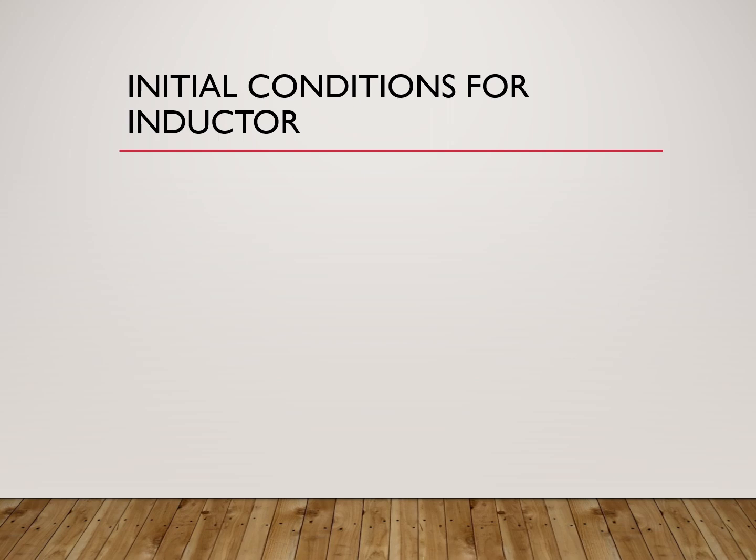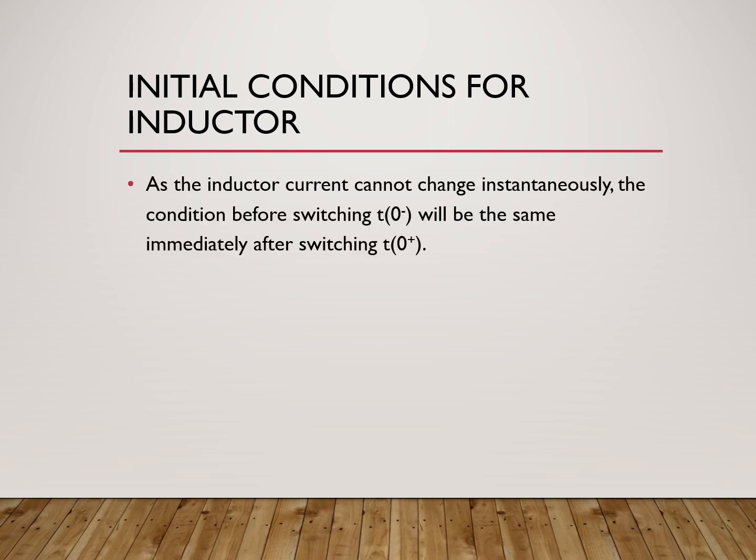Now, it is not the same for the inductor. The inductor current cannot change instantaneously, and the condition before switching, at 0 minus, will be the same immediately after switching. So if there was a current initially flowing through an inductor, and we suddenly change the position of the switch, the current through the inductor cannot immediately change. We already discussed that V is equal to L di by dt. So a sudden change means dt would be 0 and V would be infinity. Sudden changes are not possible, which means the current through the inductor before switching will be equal to the current through the inductor just after switching also.